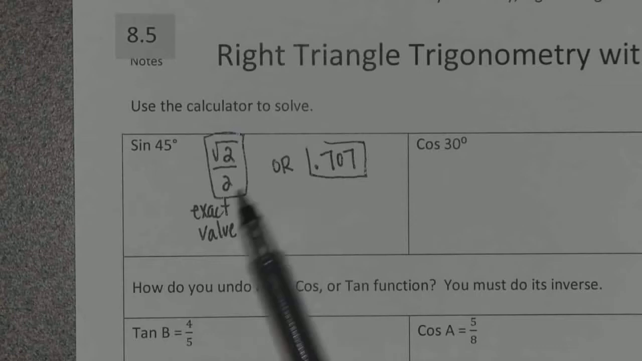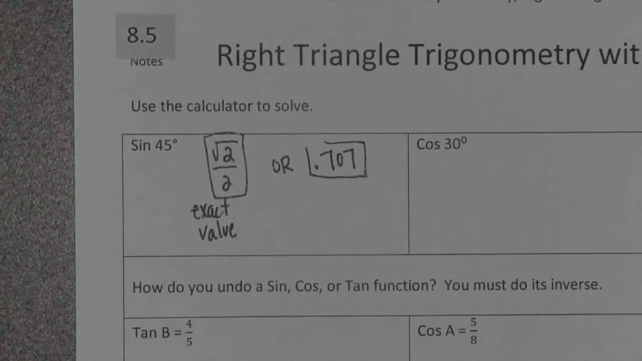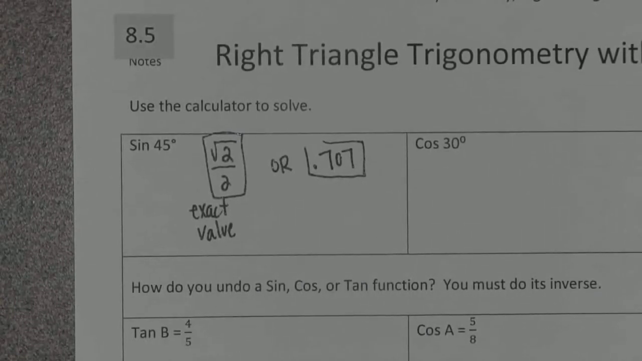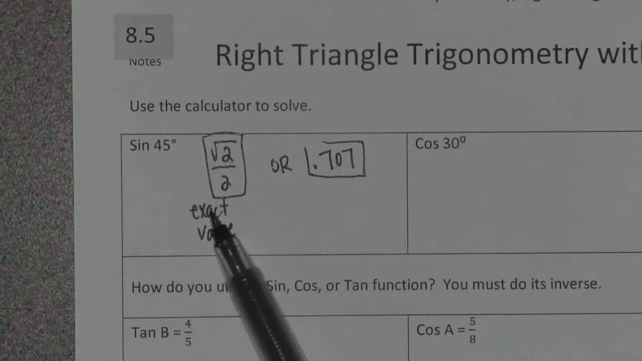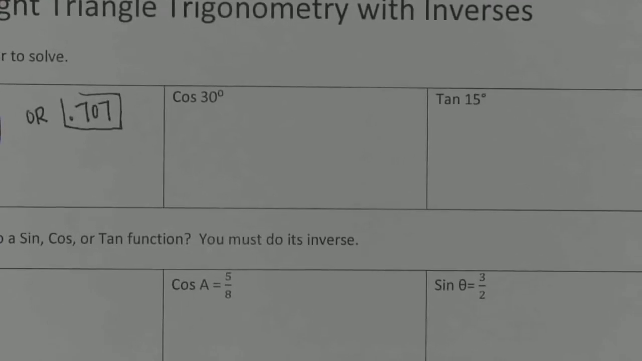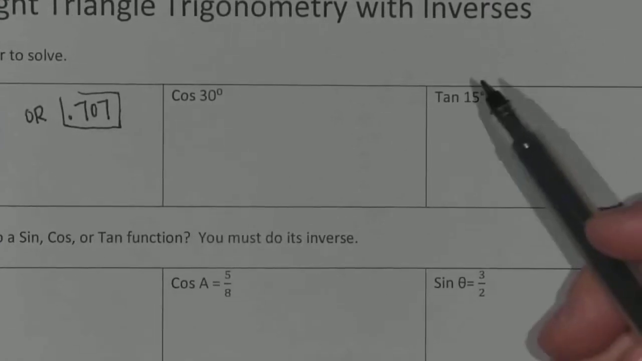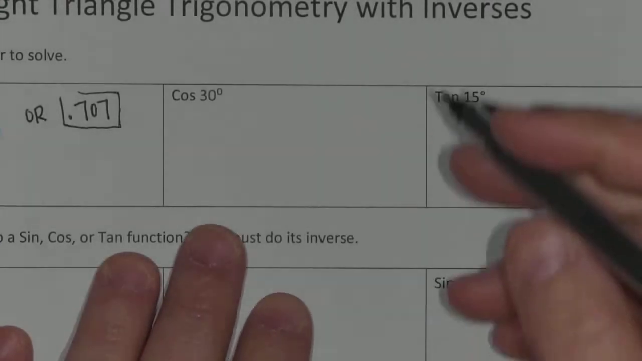I don't really care which way you leave it, except for when it asks you to leave it a specific way. When you get into my Math 3 class next year, you will have to leave it in radical form like this. Okay? Those of you that are coming back. All right, cosine of 30. Punch it in and tell me what it is.